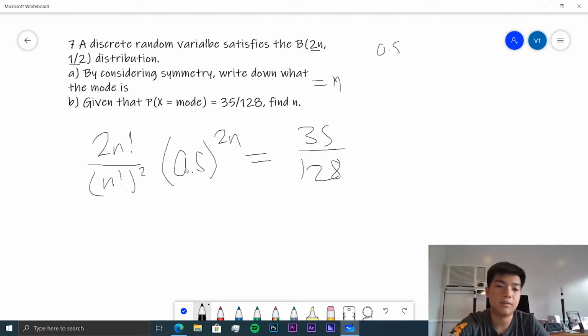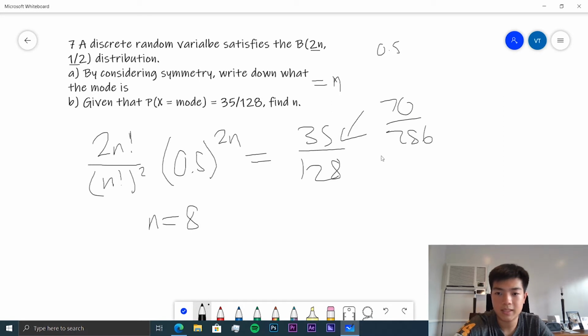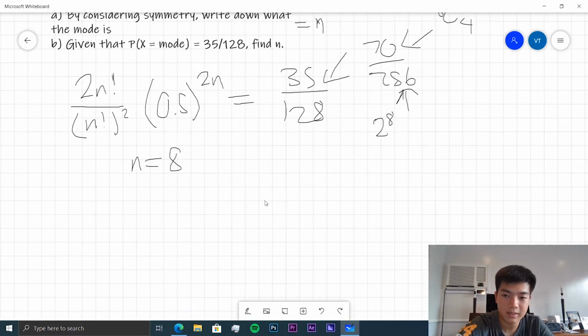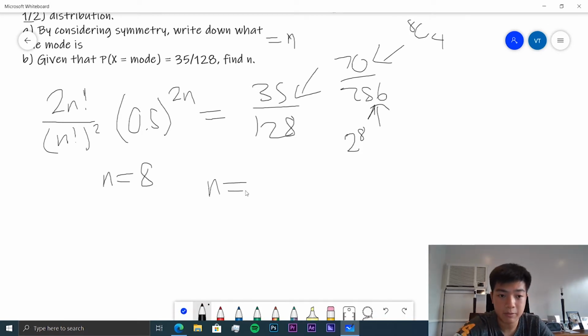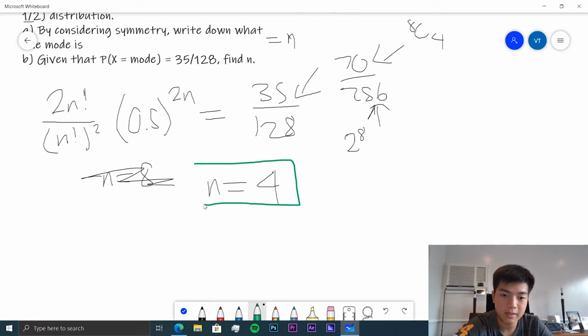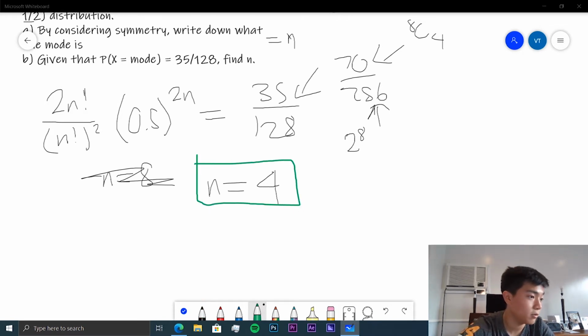Yeah. And so if we substitute in n equals 8, just looking at it, this looks oddly suspicious as 70 over 256, which is, of course, 2 to the power of 8, and this is 8 choose 4. You don't have to memorize this, just playing around with it gets you that. And so we have n is equal to 4. Sorry, not n equals 8, n equals 4, because it was 0.5 to the 2n. So n equals 4. Okay, very nice.